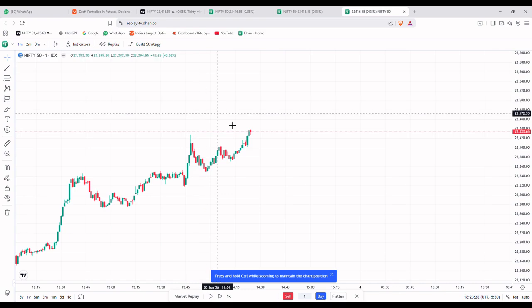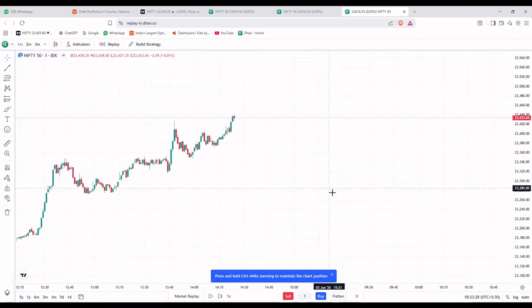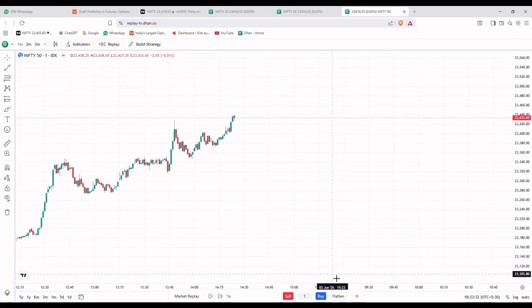Okay, it's very simple, guys. You might be thinking, without indicator how can you do scalping? It is very easy. Okay, it is pure price action. I do not use anything else. I only look at the price, I look at the candlesticks, and accordingly I draw zones and take trades.